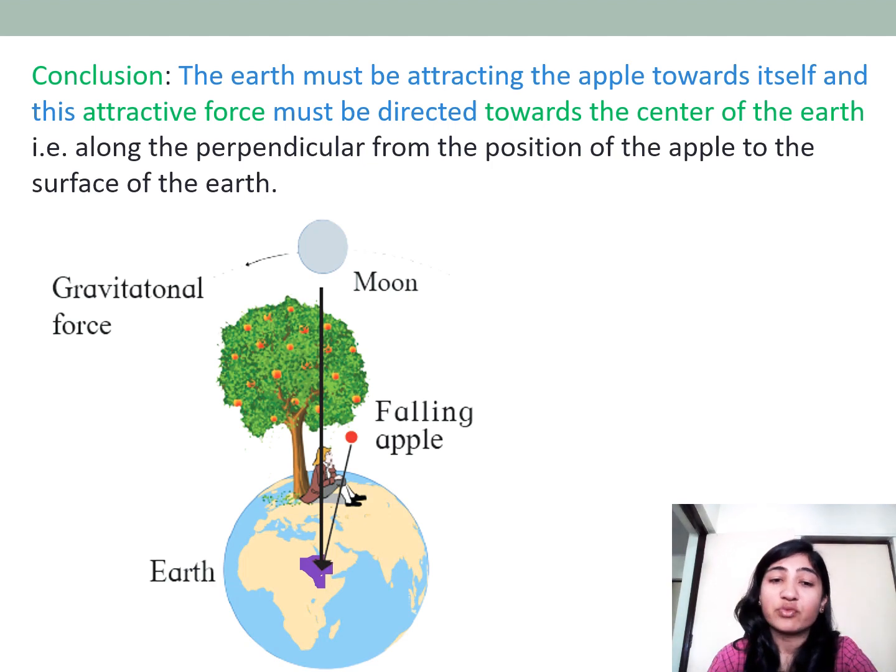Because if the force is from any point of the earth, say this point, then the object from this side will fall vertically downward, but object from this side cannot fall vertically downward. So as the earth is spherical and objects are falling vertically downward, making 90 degree, that is perpendicularly on the earth's surface, there must be some force acting from center of the earth.